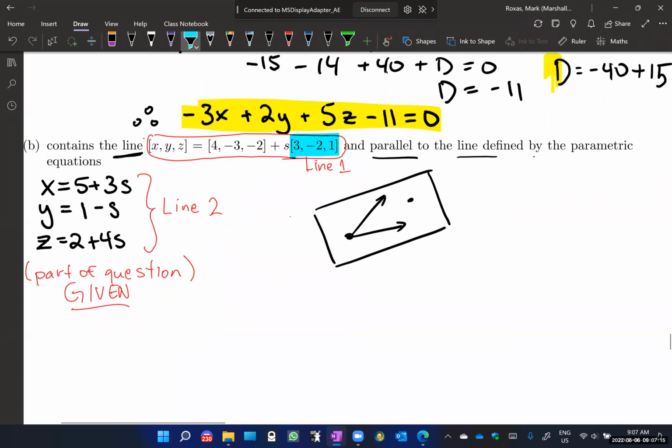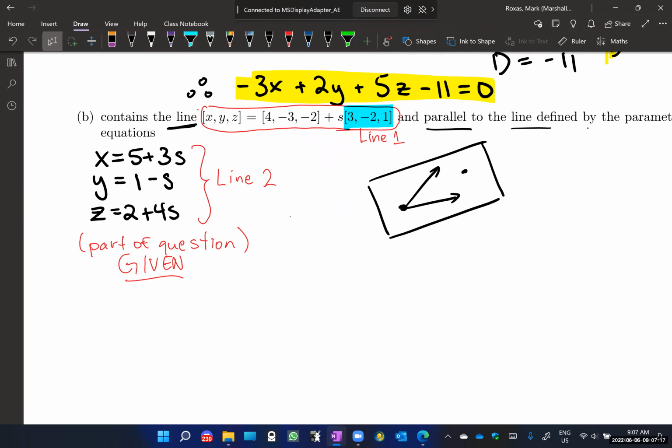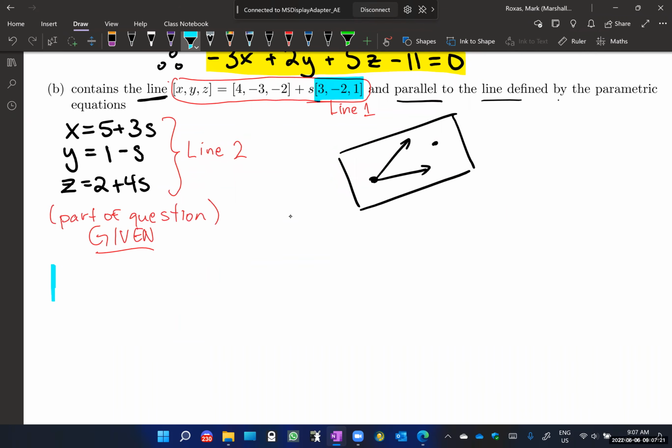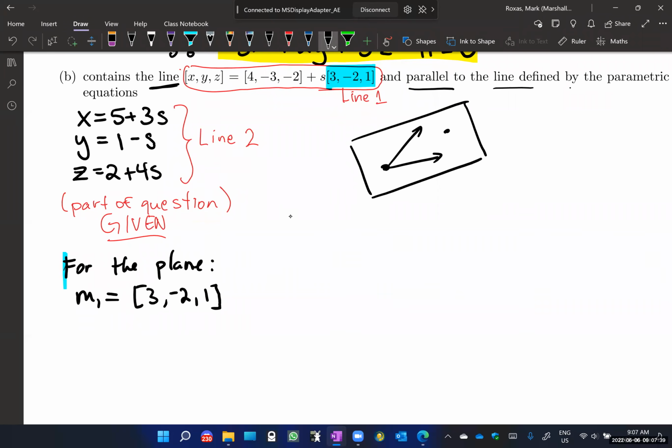So for the plane, let's write it down here. For the plane, I need two direction vectors. So if I have m1, I'm going to just take that from the first vector equation. So that's going to be 3, -2, and +1. And the second direction vector for my plane, I'll take that from my set of parametric equations.